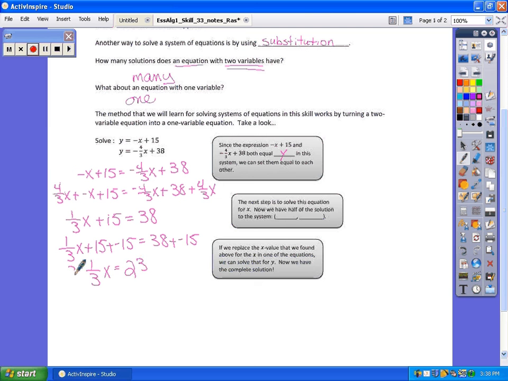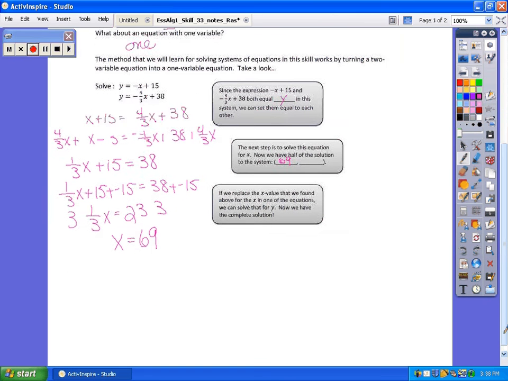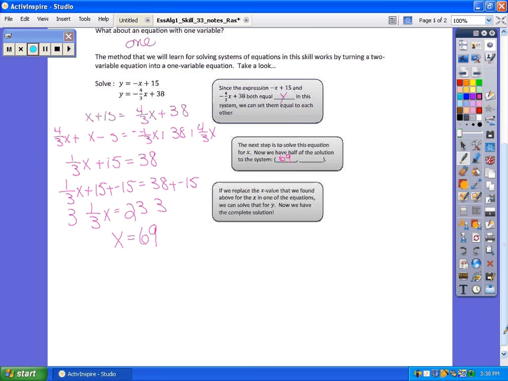So I'm going to go ahead and multiply both sides by a 3. So x equals 69. So that's the x value in my ordered pair. So just like when I'm graphing, I'm going to write my answer in ordered pair form. We have half the solution, so to find the other half, we're going to go ahead and take my x value and plug it in one of the equations. And I'm going to choose the top equation because it's just a little more easily solved.